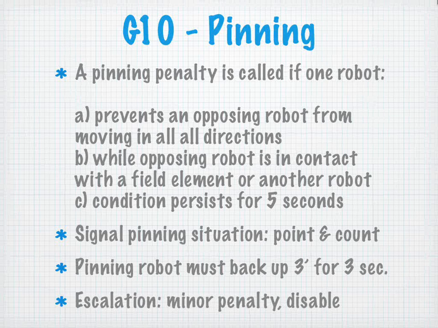So G10, the pinning penalty. This is another one that's a little complicated, sort of like the lifting penalty. A pinning penalty is called if one robot does all of the three following things. They prevent an opposing robot from moving in all directions. And there's another typo on the slide. So what does that mean? Well, fine. Let's finish talking, then I'll do some examples.